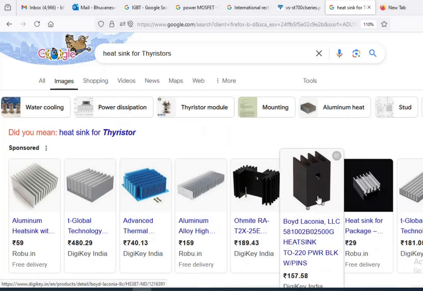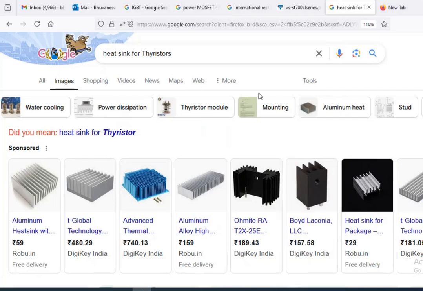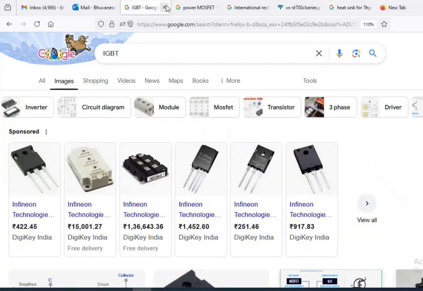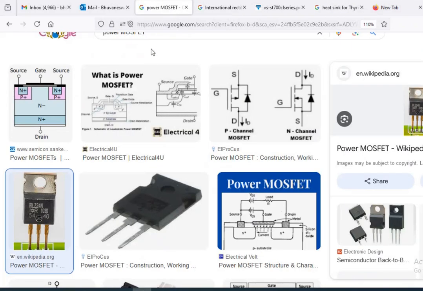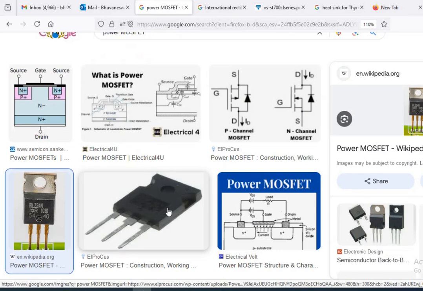mostly iron or something like that. So that will also occupy a large amount of space. So that is the problem with the largest size of the heat sink. So power MOSFET, you can see again, this is one of the power MOSFETs.